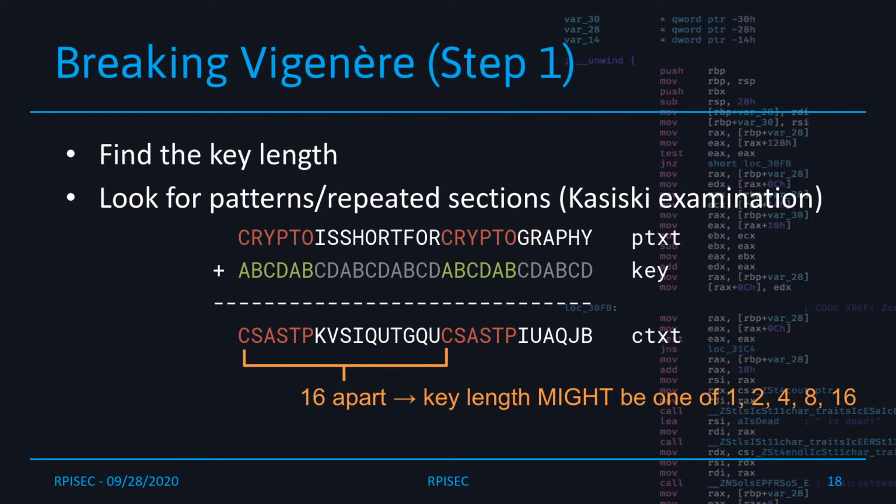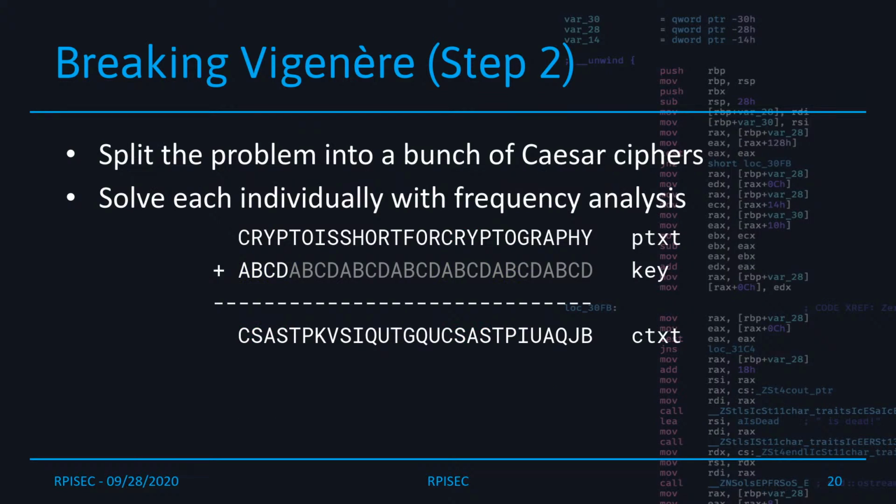Now how do we narrow it down from here? What we do is we try and find other repeated sections, look at the distance between those repeated sections, and look at the common factors between all the distances that we find. So if we find a repeated section that's only 4 apart, then we know that the key length must either be 4, 2, or 1 at that point. So you can repeat this a bunch of times to find the key length.